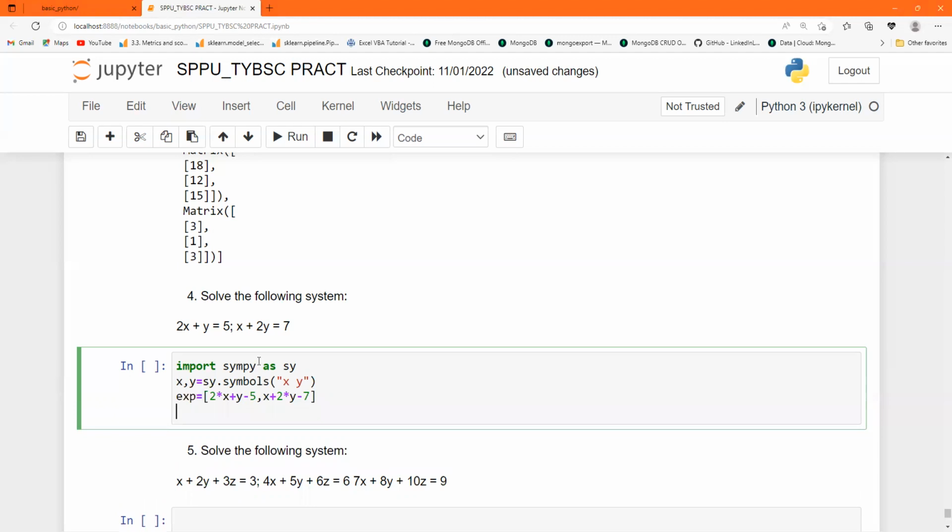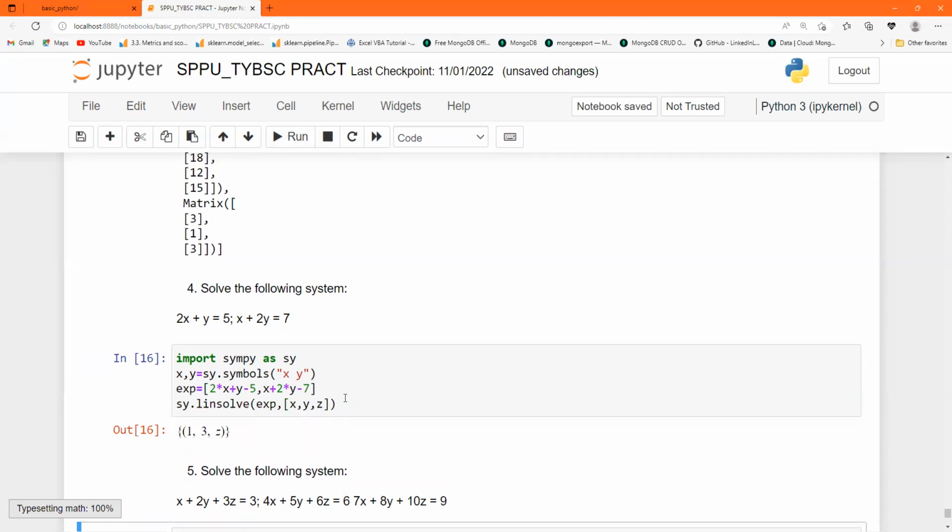Now I'm going to use the linsolve method on this expression. So I will use sy dot linsolve. I have to give in this linsolve method 2 parameters. First one is the matrix, that means this expression, and second one is the variables. Exp is my expressions, and then I have to give the variables x, y, z. Okay, let's run it.